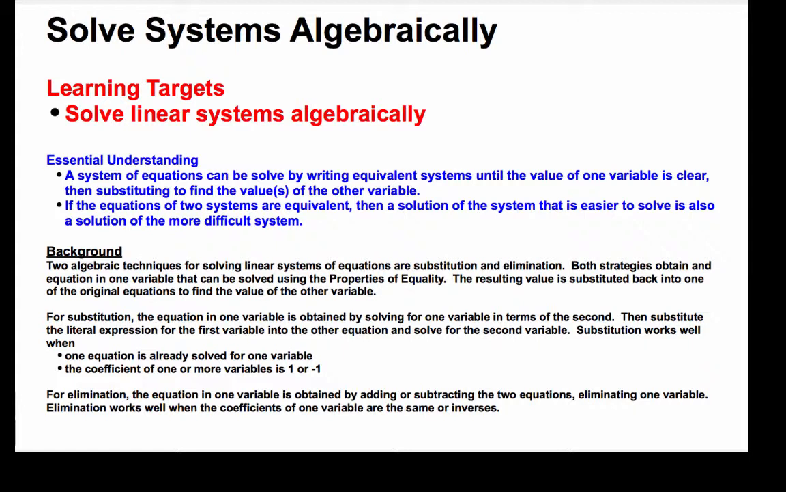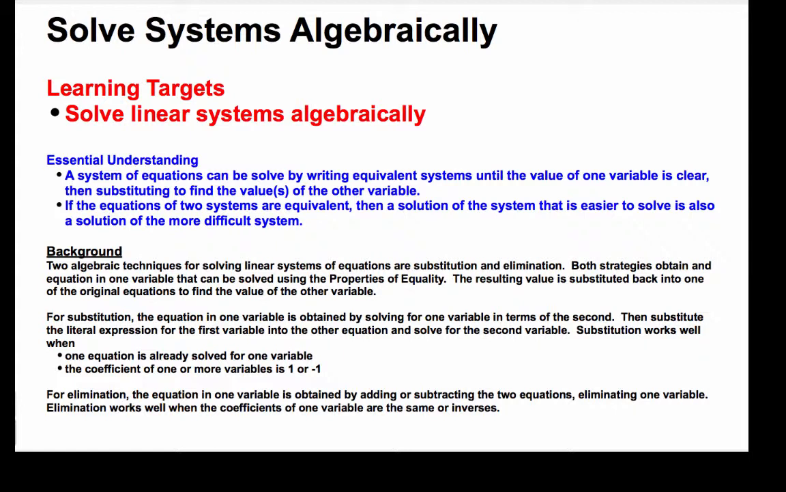Some background information for the lesson. Two algebraic techniques for solving linear systems of equations are substitution and elimination. Both strategies obtain an equation in one variable that can be solved using the properties of equality. The resulting value is substituted back into one of the original equations to find the value of the other variable.